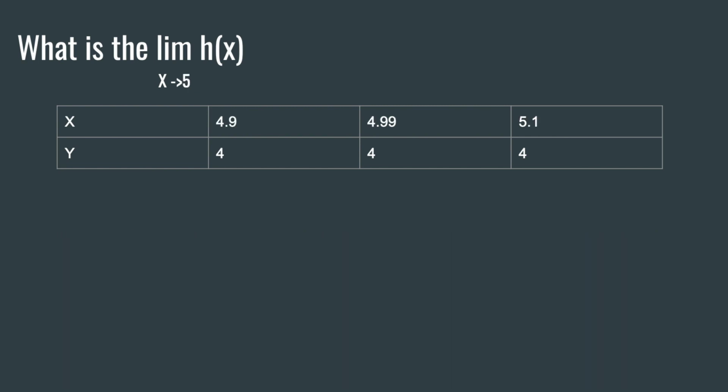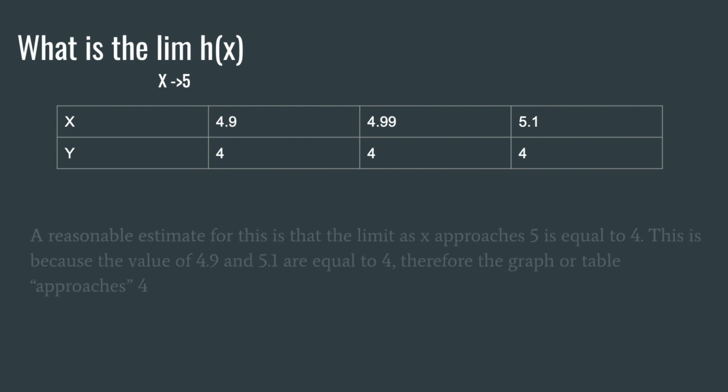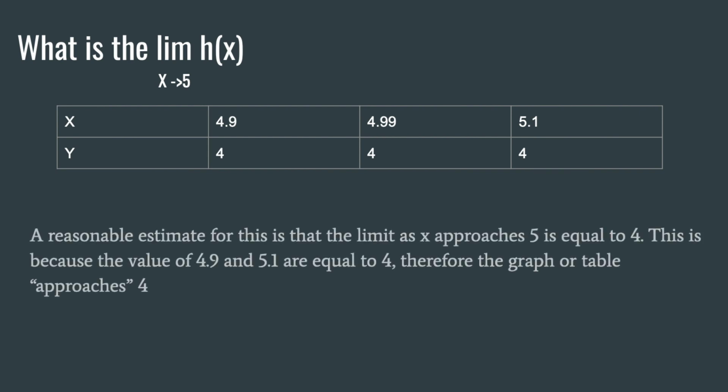Alright, so the next problem is, what is the limit of h of x as x approaches 5? So the x values are 4.9, 4.99, and 5.1. And the y values are all 4. So a reasonable estimate for this is that the limit as x approaches 5 is equal to 4. This is because the values at 4.9 and 5.1 are equal to 4. Therefore, the graph or table approaches 4.